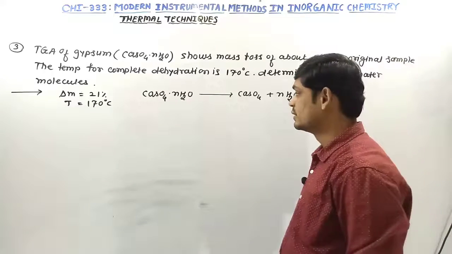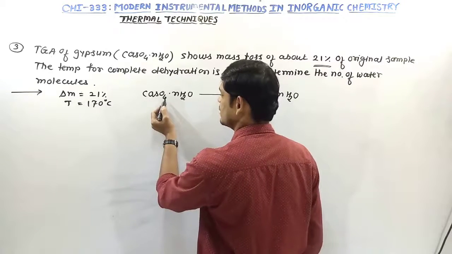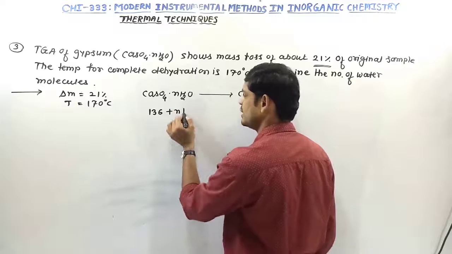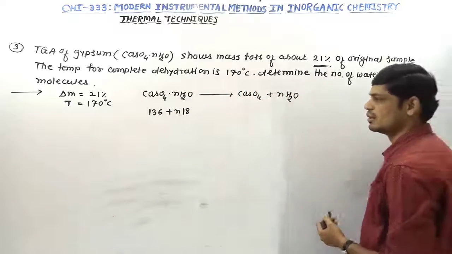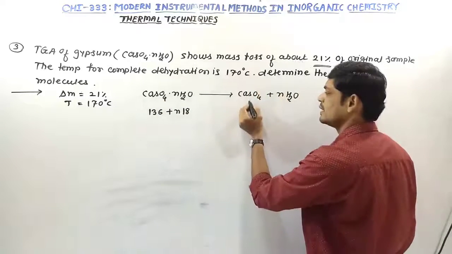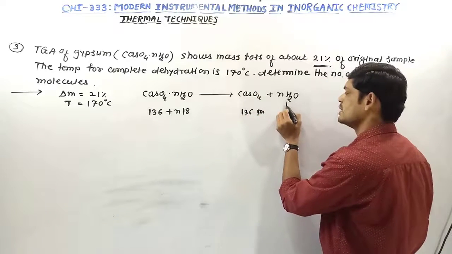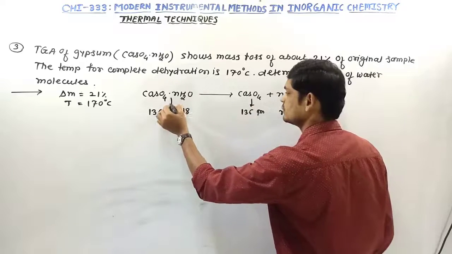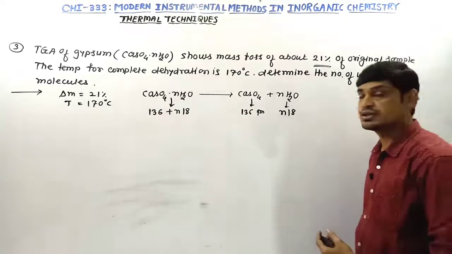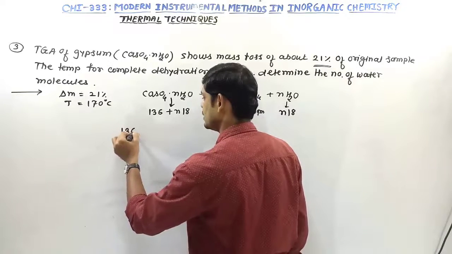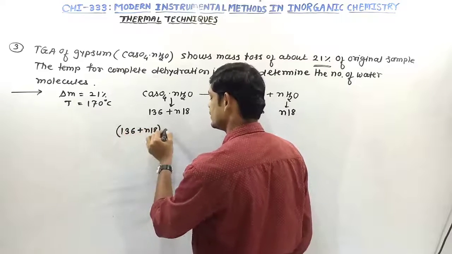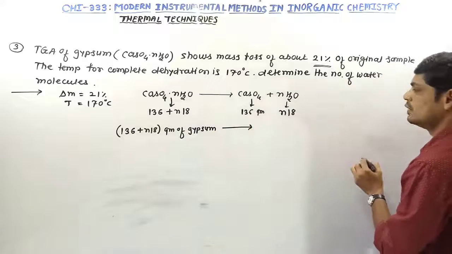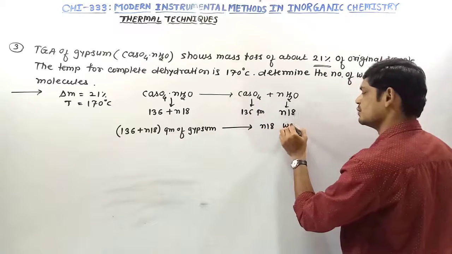As in our previous example, if you calculate the molar mass of calcium sulfate, it is 136 plus n times the water molecule. For one water molecule, 18 mass is there. So 136 plus 18n will be the overall mass of gypsum. This is again 136 gram, and this is 18n. So from these values we can write the equation: 136 plus 18n gram of gypsum will lose 18n gram of water.